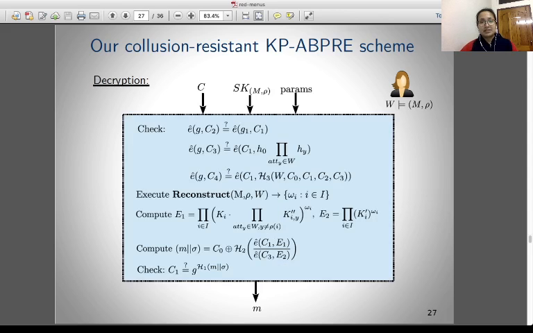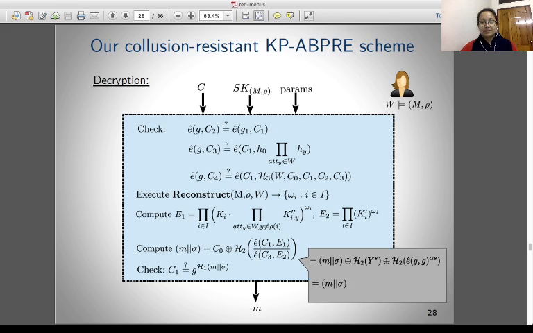Next, we have the decryption algorithm. This is the first level decryption algorithm, which will be run by any user who has the secret key corresponding to M rho, such that W satisfies M rho. First it is going to check the ciphertext validity using the BLS signature we generated for the component C4, and then it is going to execute the reconstruct algorithm to generate the reconstruction shares of the secret, compute the values E1, E2, and then recover the original message M as shown below. I have shown the correctness.